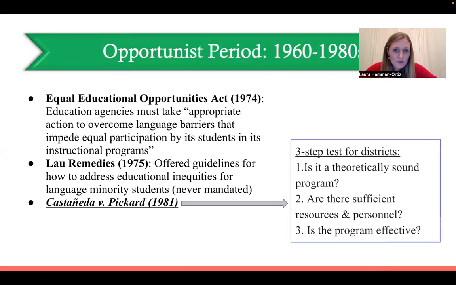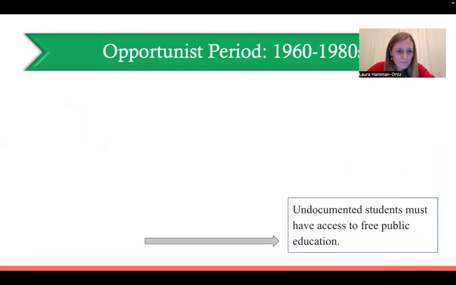And so the three-step test that was developed was asking, 1, is the program that you're implementing theoretically sound? Is it grounded in research, evidence that it's successful? 2, have you sufficiently provided the resources and personnel needed to make sure it can be effective? And then 3, is the program actually effective? So monitoring and evaluating the program. So again, this doesn't provide a specific program model as the guideline, but it does provide at least some framework that districts have to follow as they think about how to best support multilingual learners.